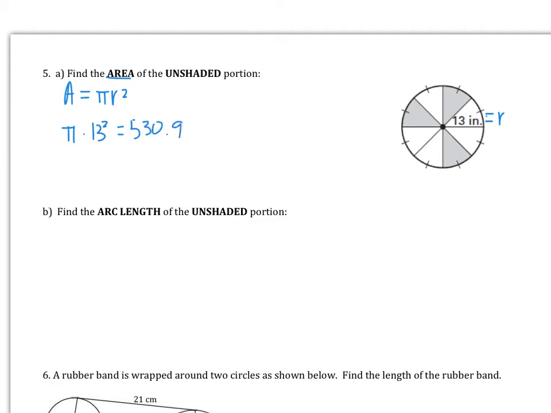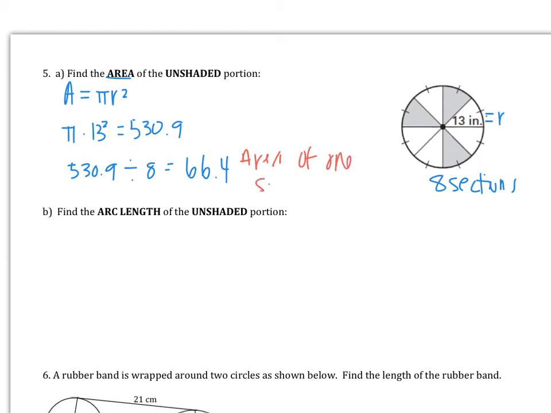And then, kind of looking at the circle, we count up that there are 8 sections. So if I take this area and divide it by 8, that is the area of one section. So this right here is the area of one section. And sorry, my pen is not working so great. There we go.